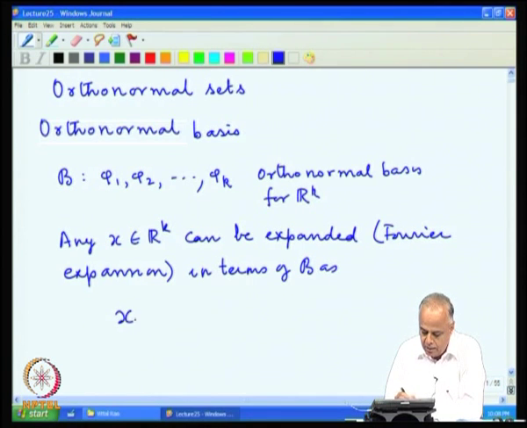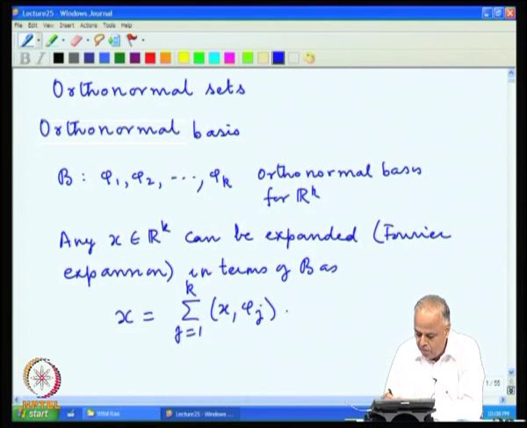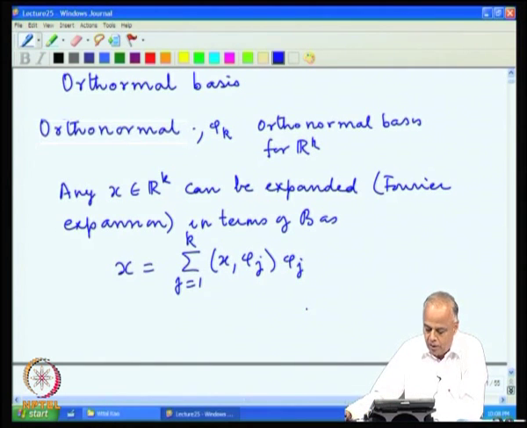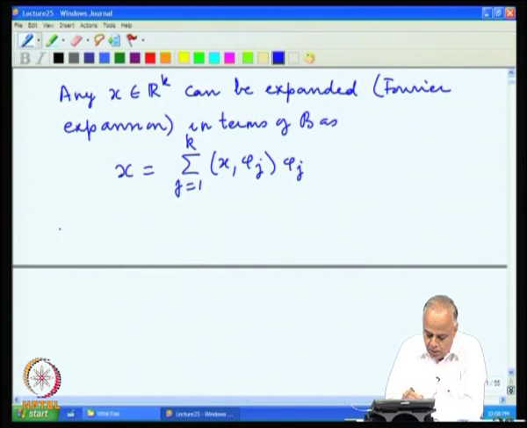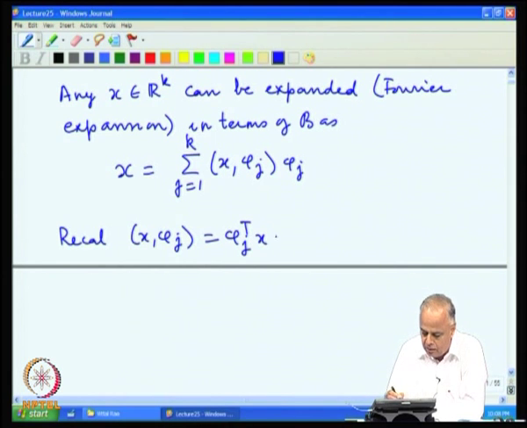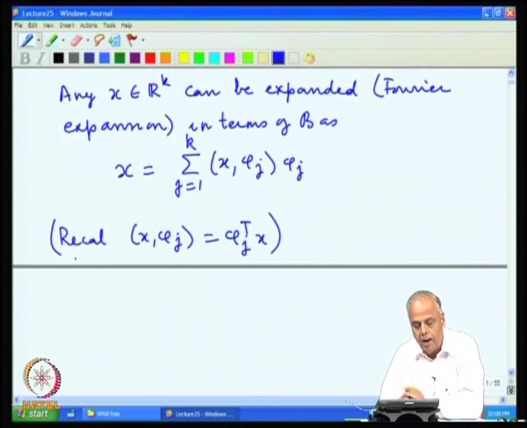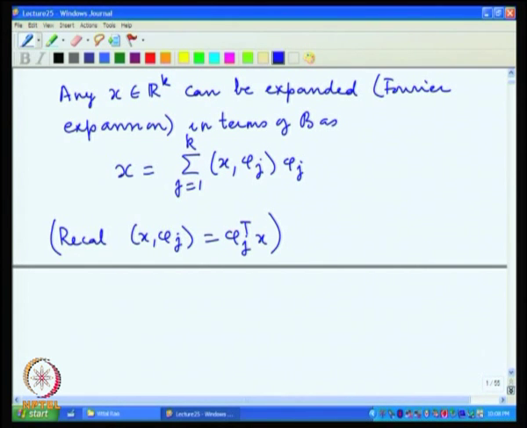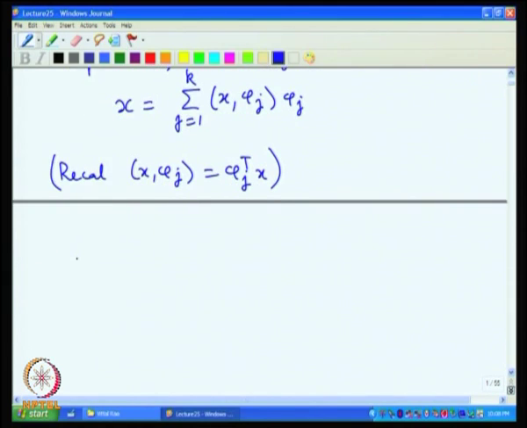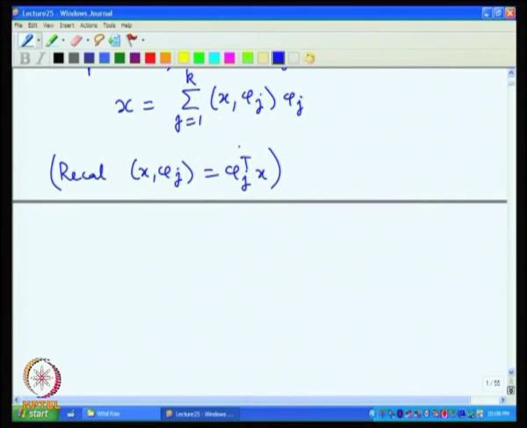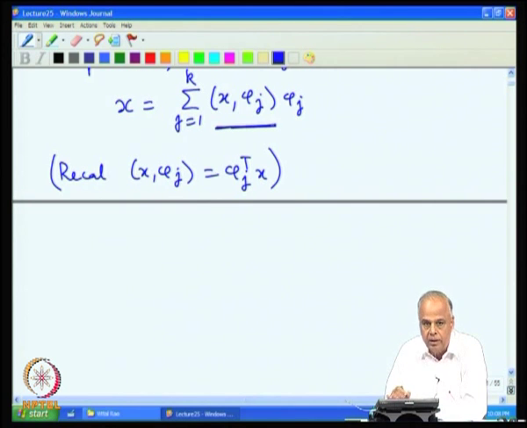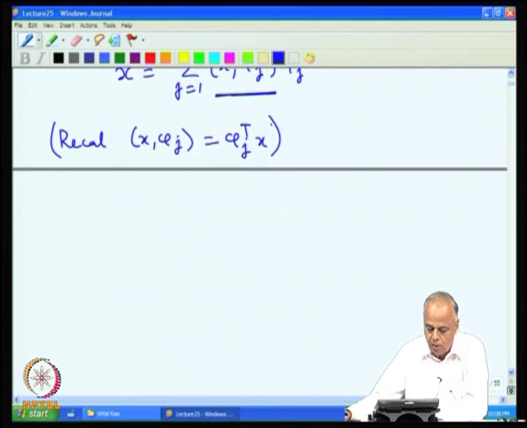as x equal to the summation j equal to 1 to k of <x, phi j> phi j, where <x, phi j>, remember, denotes the inner product. If you recall, the inner product <x, phi j> is also the same as phi j transpose x. So every vector x can be expanded as a linear combination of the orthonormal basis, and the coefficients are easily obtained as the inner product of the vector x with phi j. This was one of the important things that we got out of this idea of orthonormal basis.